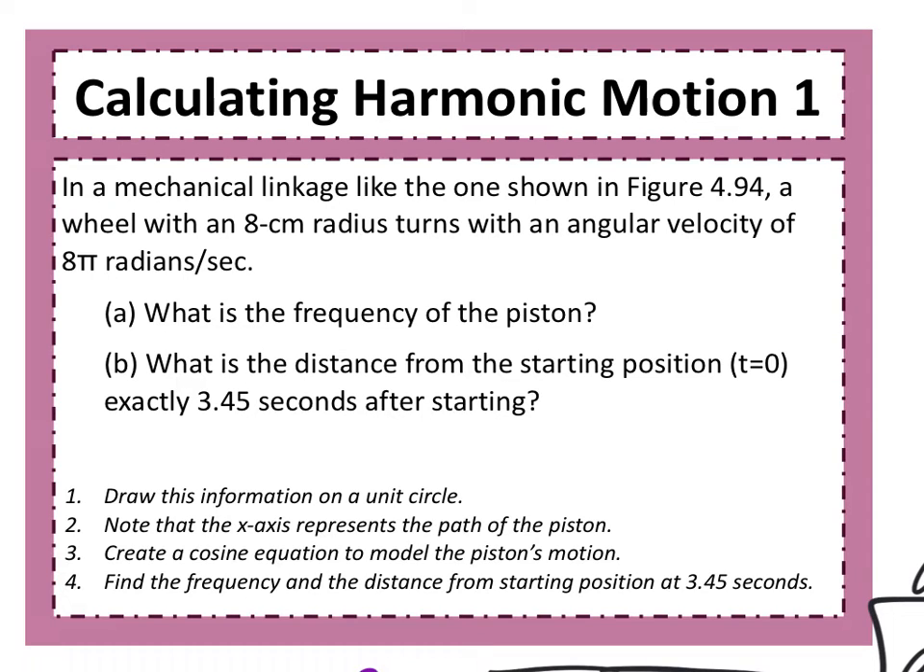In a mechanical linkage like the one shown on the previous page, figure 4.94 in your textbook, a wheel with an 8 centimeter radius turns with an angular velocity of 8 pi radians per second. What is the frequency of the piston, and what is the distance from the starting position exactly 3.45 seconds after starting? First step is to draw this information on a unit circle so that we can figure out all of our information.